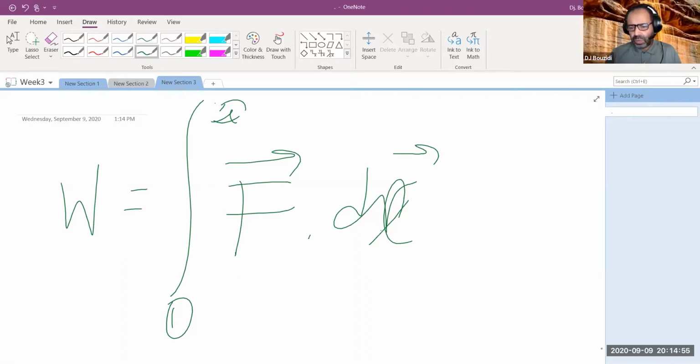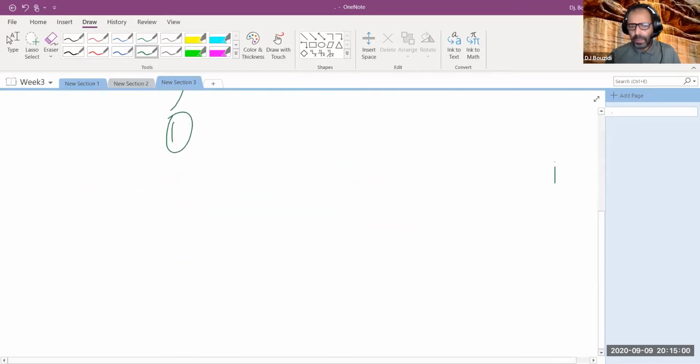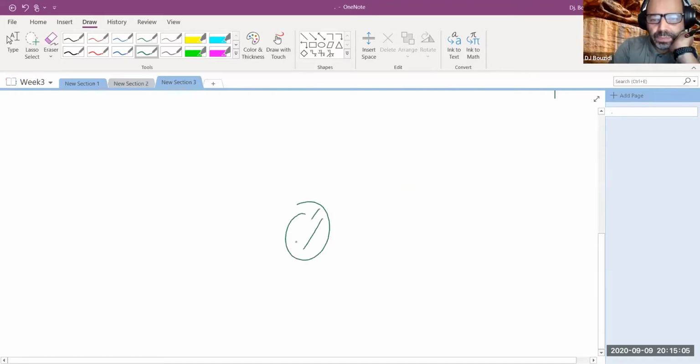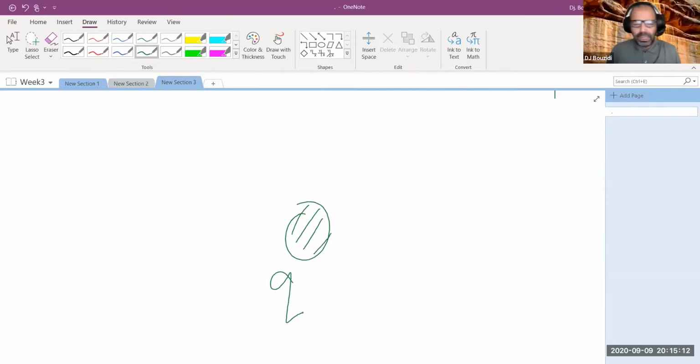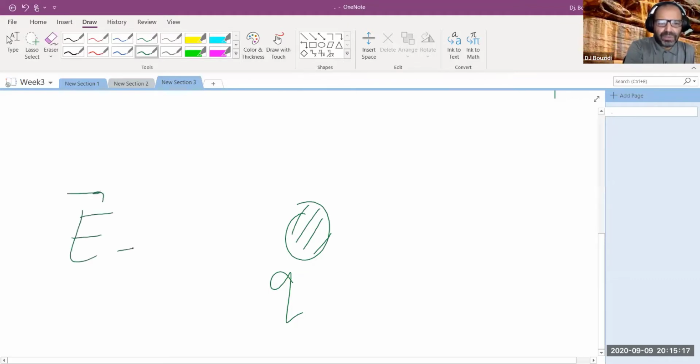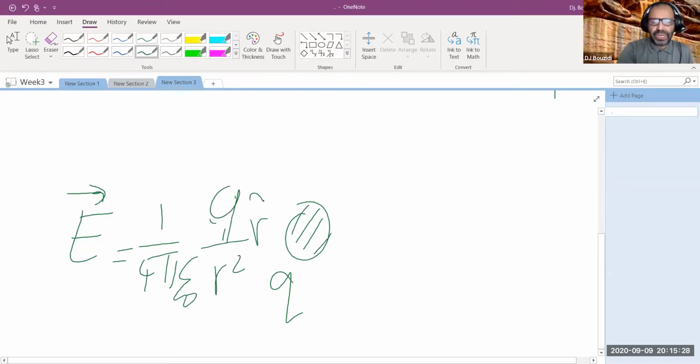Here is the situation that we're going to start with. I have a point charge, which I'm going to call Q, sitting by itself and minding its own business, creating its own electric field that I know is radial. So the electric field for this charge, from chapters before, is 1 over 4 pi epsilon naught times Q divided by r squared in the radial direction. So that we know, okay?